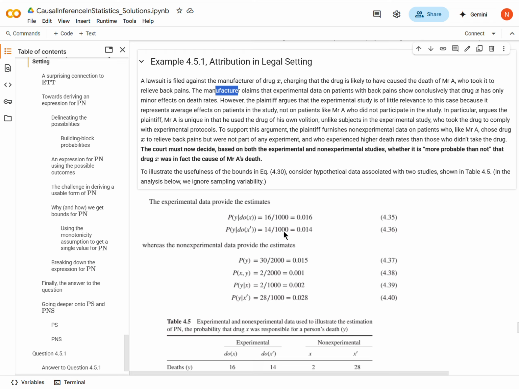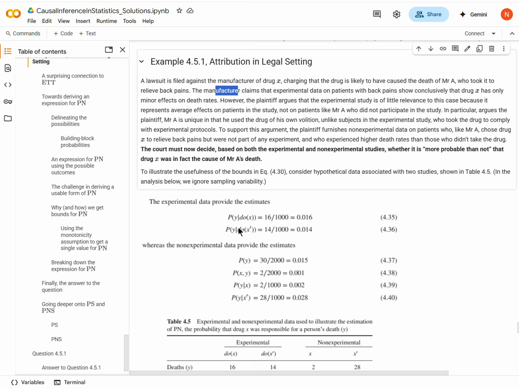But if we go down here to the experimental data, where Y is death and X is the drug, then we see that these are the death rates. It takes a little bit of deduction, but I believe that X prime represents taking the drug, and X means not taking the drug. But you can see that they're almost identical, and if anything, it looks like taking the drug reduces death rates.